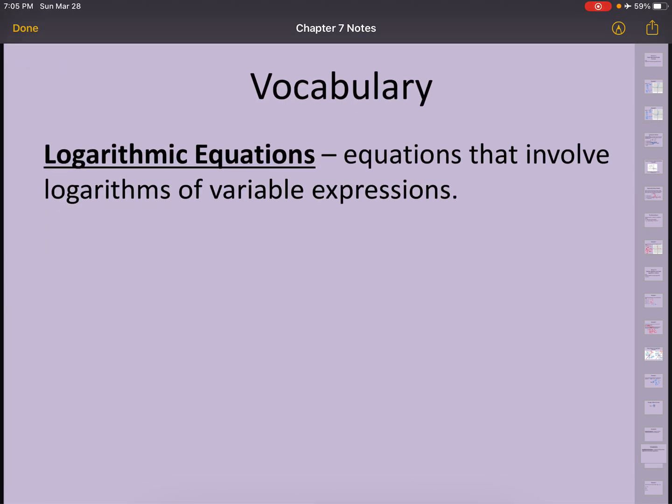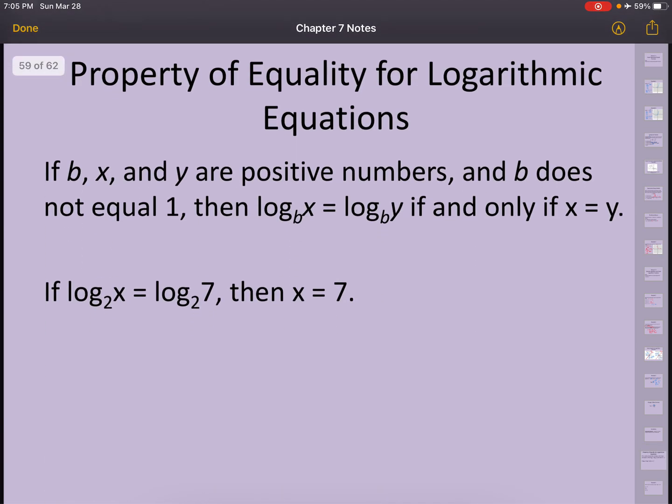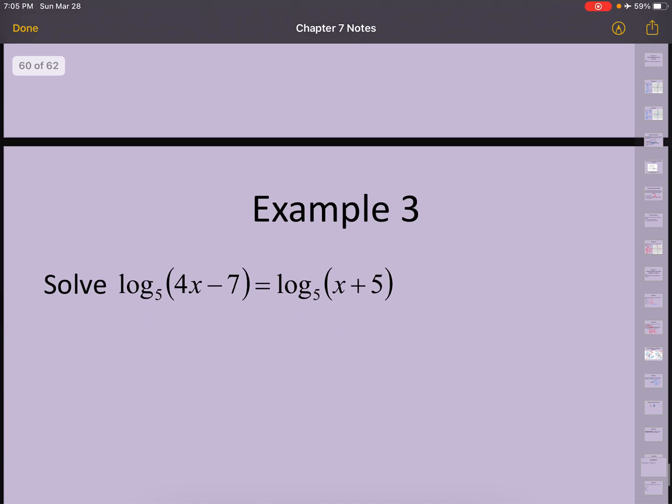Some more vocabulary. A logarithmic equation uses logarithms of variable expressions, and its corresponding property: if base b, x, and y are positive numbers and b does not equal 1, then log base b of x equals log base b of y if and only if x equals y. If log base 2 of x equals log base 2 of 7, then x still has to be 7.